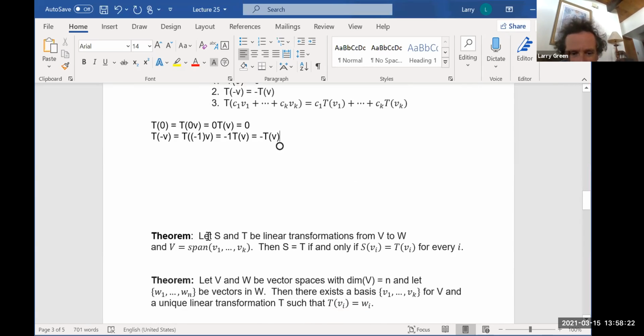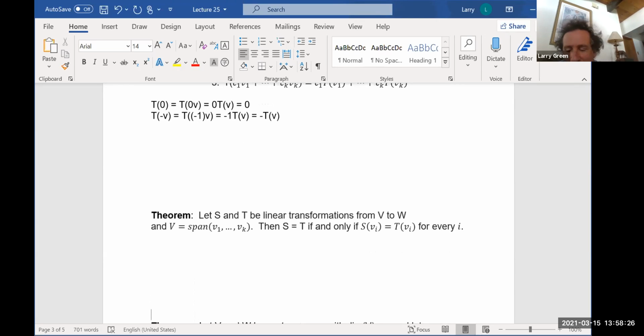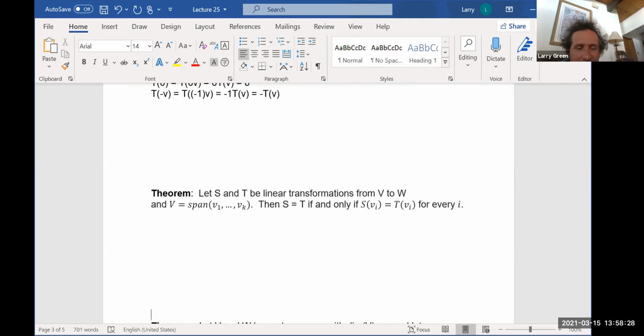Okay, next theorem. A lot of theorems coming up. We just did the big definition. I spent a lot of time on the definition because that was the biggie. Now it's theorems about that definition. Okay, so S and T are linear transformations from V to W. And if V is equal to the span of v1 through vk, then S equals T if and only if S of vi equals T of vi for every i.